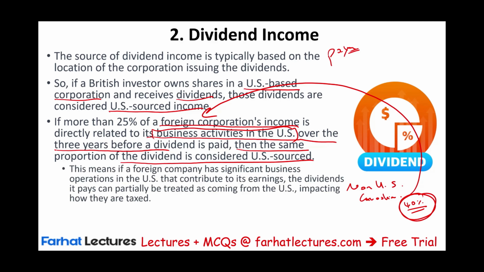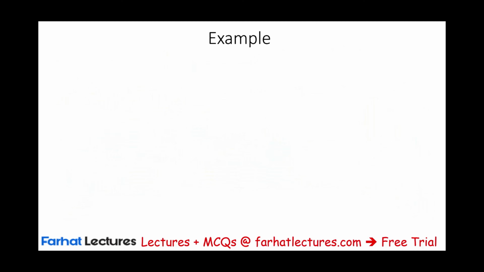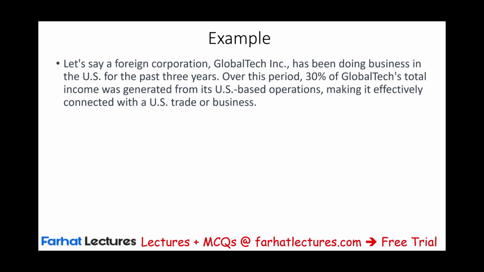Is US dividend. This means if a foreign company has significant business operations in the US that contributed to its earnings, the dividend paid can partially be treated as coming from the US, impacting how it is taxed. Simply put, for dividend, we look at who's the payer, unless there is this 25% rule. Let's take a look at an example that illustrates this point. Let's assume a foreign corporation, Global Tech, has been doing business in the US for the past 3 years.